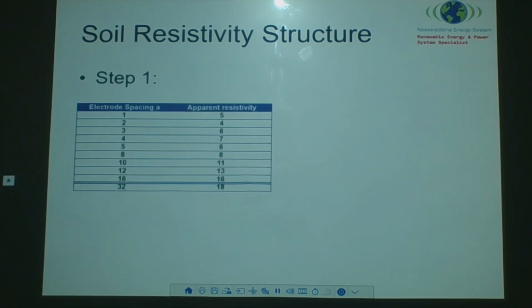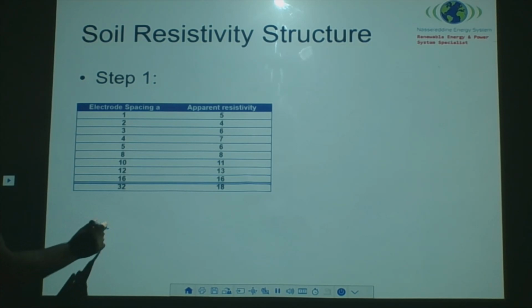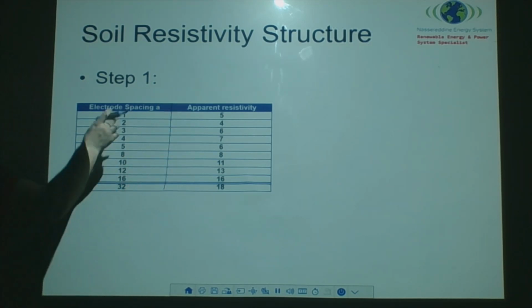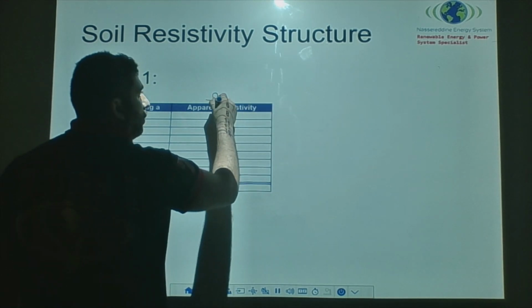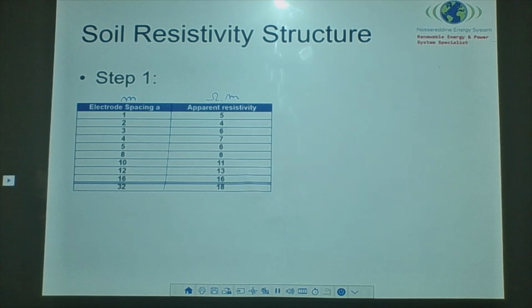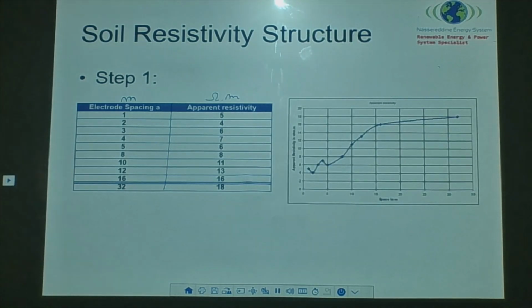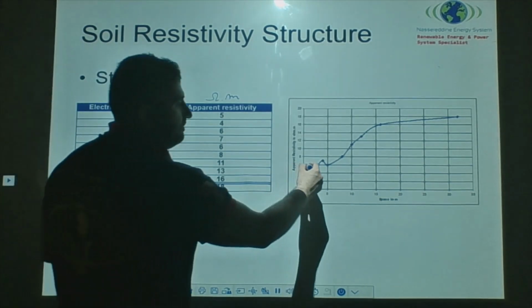Step number 1, I need to obtain the data. I use the Wenner method. For every spacing, I measured. This is in ohm per meters. This is separation in meters. I go into an Excel file. I sketch this. I sketch it.